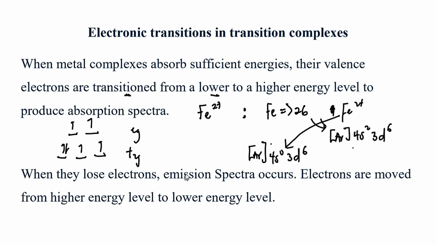When they lose the electron, emission spectra occurs. So basically, this is absorption spectra, right? Moving from a lower energy to a higher energy. An emission is basically moving from a higher energy to a lower energy level.